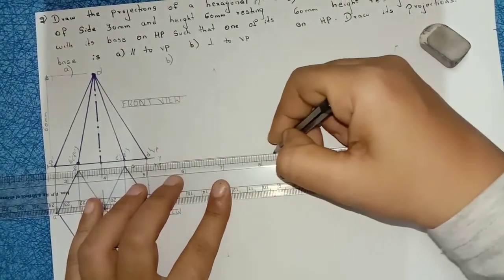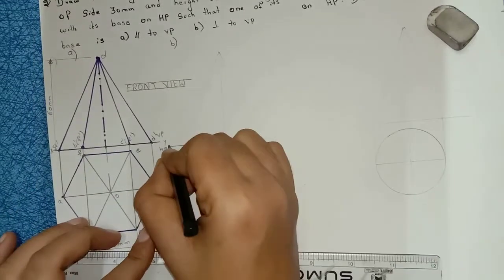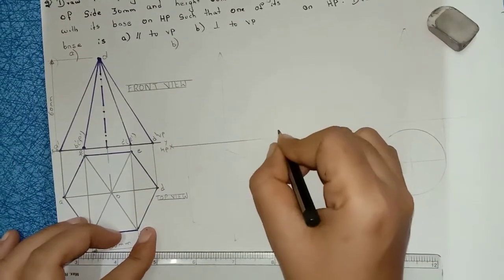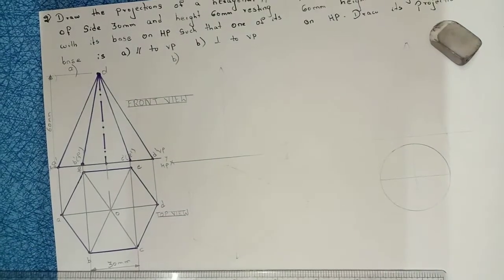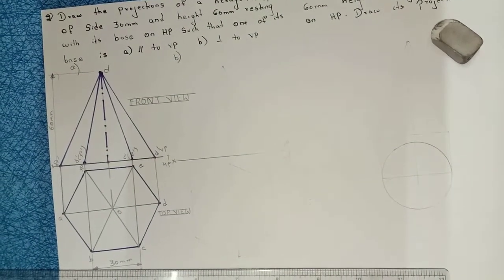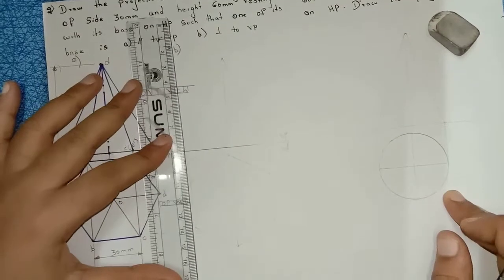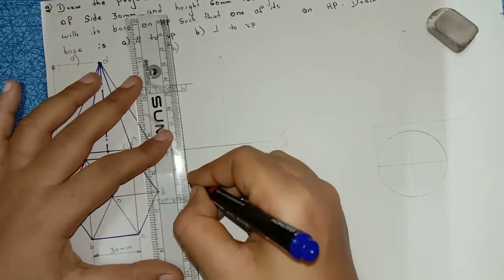Draw the reference line of any length. Name it as XY, vertical plane, horizontal plane. Right, so what I am doing, perpendicular to VP, no? So I am starting my hexagon like this.